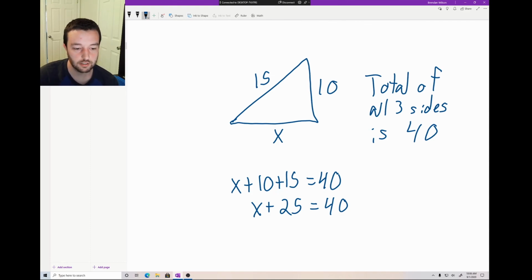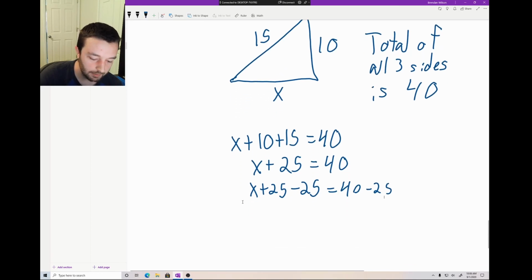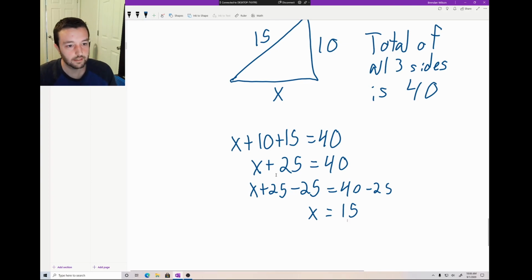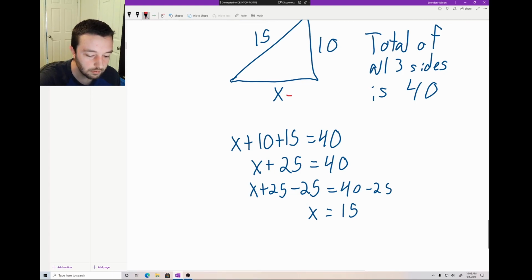And now we can just do what we just did in the last problems. We have a plus 25, so we should subtract 25 from both sides to figure out what that unknown side is, right? So we end up getting x equals 15. Okay, so the unknown side here ends up being 15. Okay.